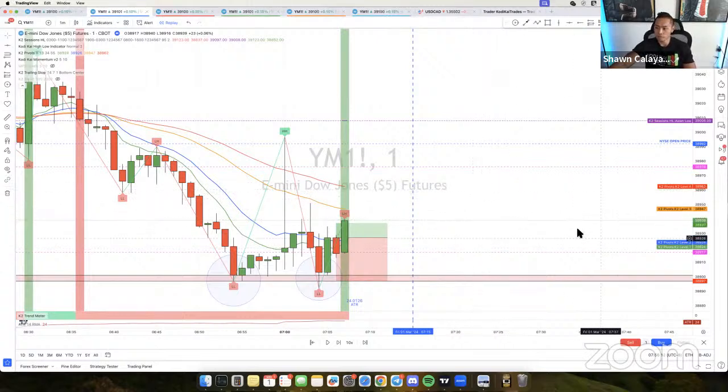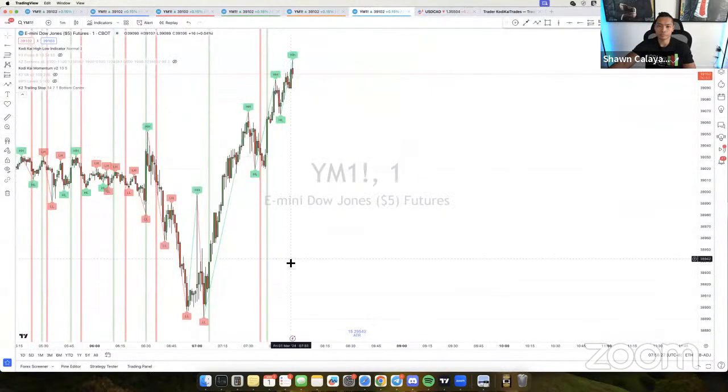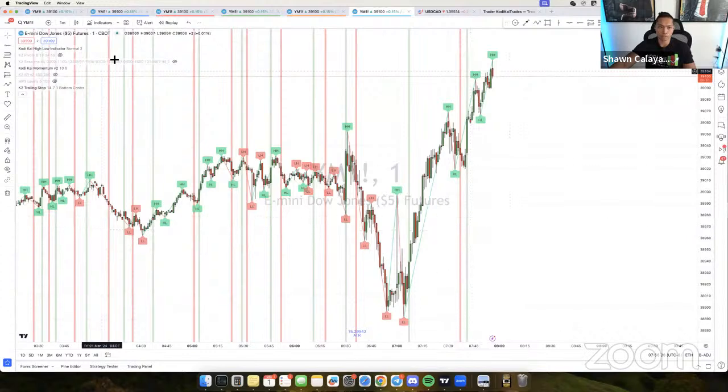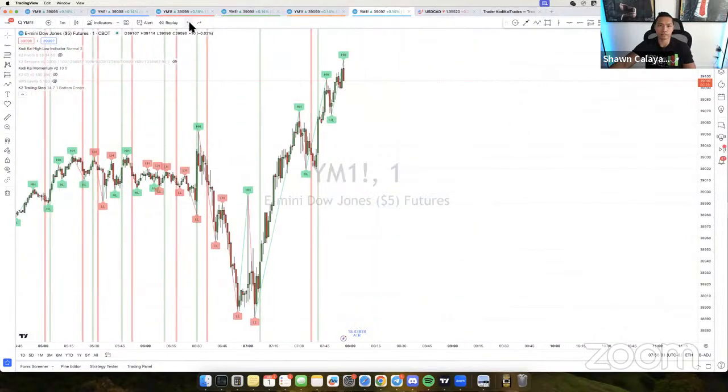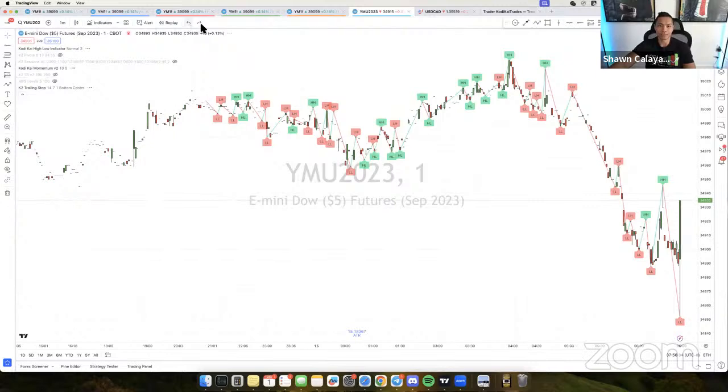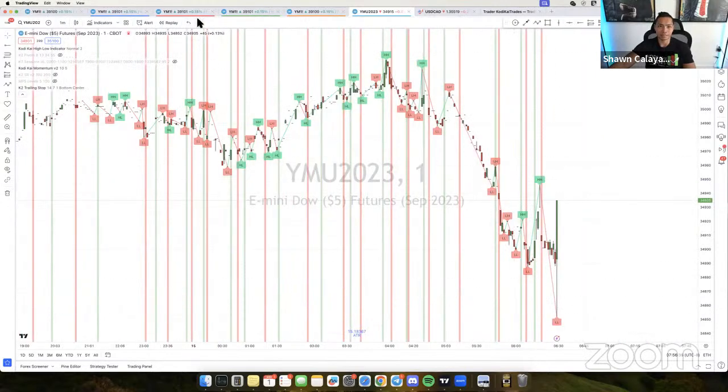Let's see, one last question here from Bloom. Bloom's asking, can you go over liquidity entries? Seems like the second touch usually hits, but I have trouble getting in on time. Sure. I deleted the liquidity. Let me see if I can get it back on.